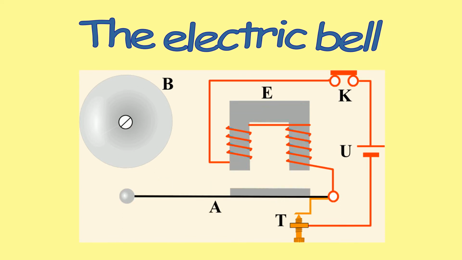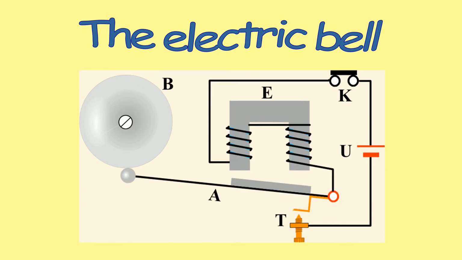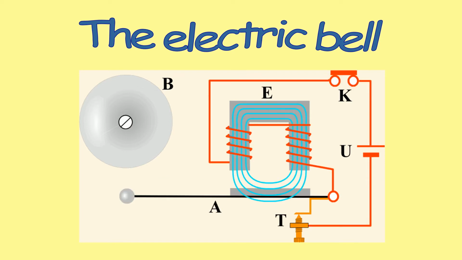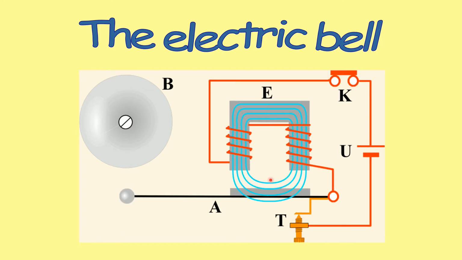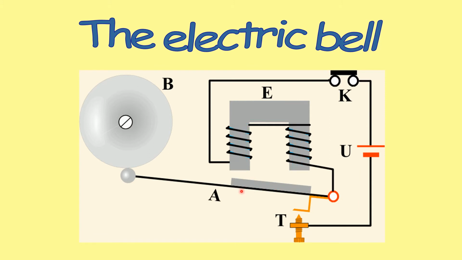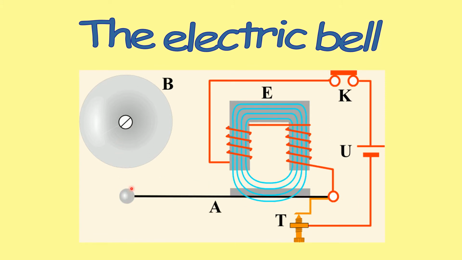It's animated and you can see that we have our switch closed, and so initially the current is able to flow. And when the current flows, this part just here on the striker is attracted to the electromagnet, so you can see it hits the bell.